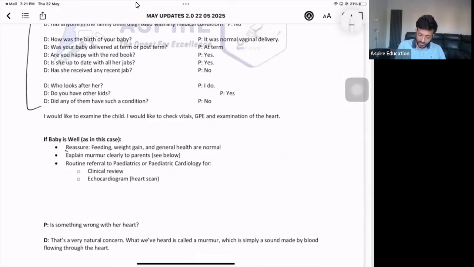So in this, what you have to do is reassurance. Continue the feeding, weight gain is happening, general health is normal as well. So you have to do nothing here. So clinical review, and we can arrange an echocardiogram, but it's not something urgent. You don't have to do anything on an urgent basis.